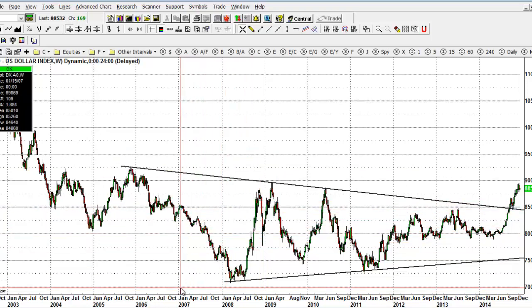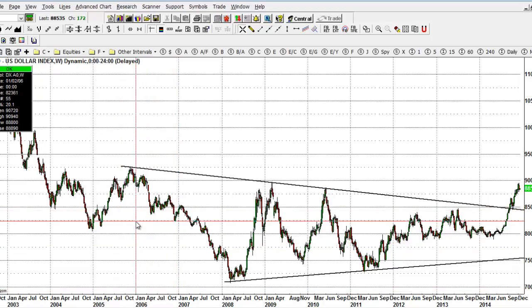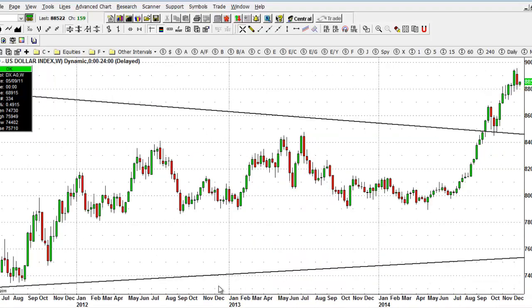Okay, what we have in front of us is a chart of the US dollar index, and as you can see here, the market was in a triangular consolidation pattern that started roughly in 2005. The market was in some consolidation up until May of this year, where we saw the US dollar pull out of this triangle, and that was pretty significant technically. We're looking at the pullout point.